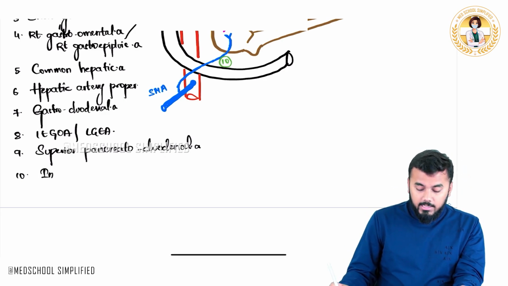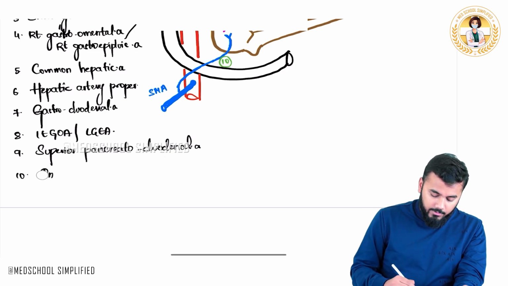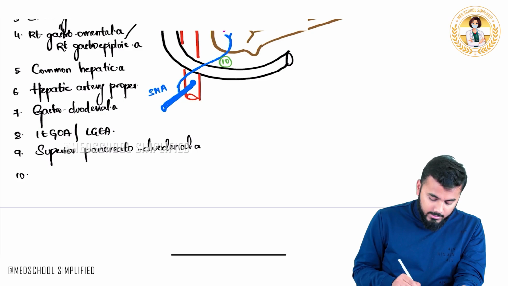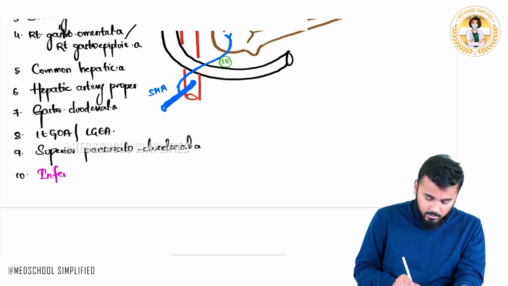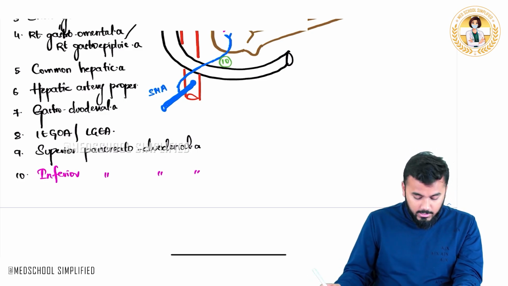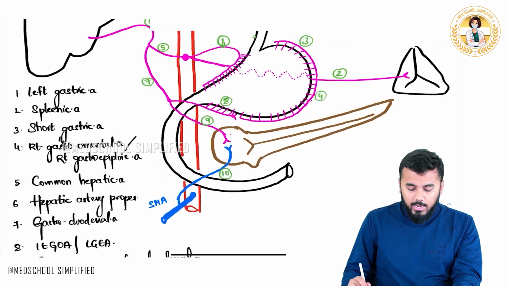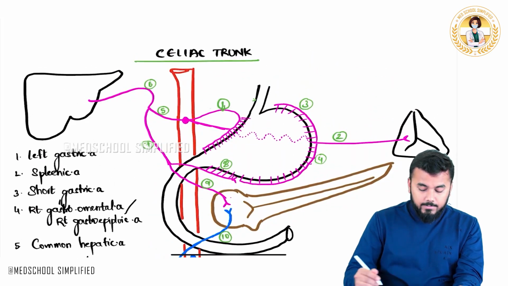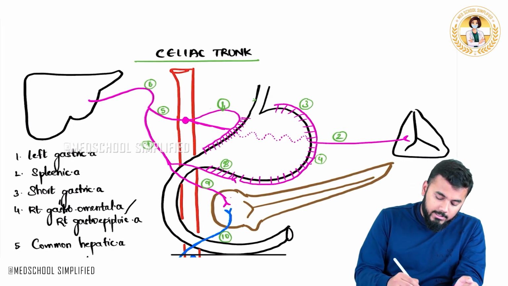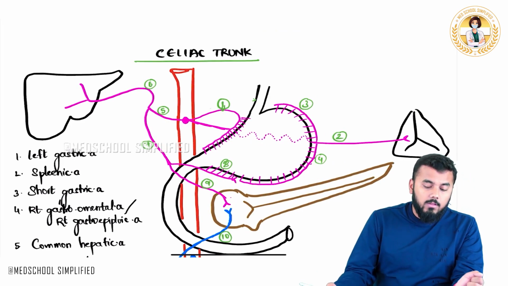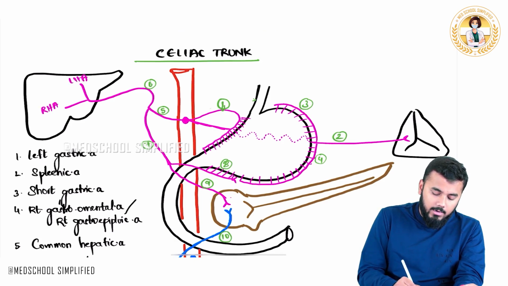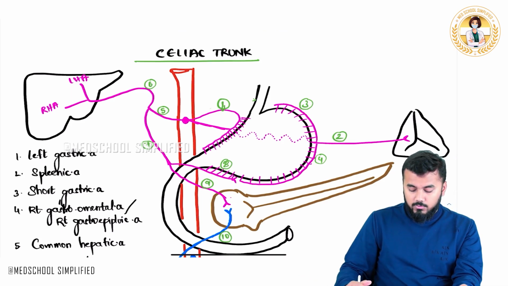The 10th branch is coming from where? It is coming from your superior mesenteric artery, so it should be called the inferior pancreatoduodenal artery. Okay, so the 10th one is an inferior branch. And next important thing is that this hepatic artery proper, artery number 6, divides into two more branches: one is the right hepatic artery, another one is the left hepatic artery. Okay, so these are the important things which you need to know.